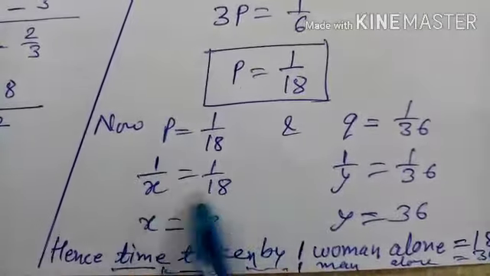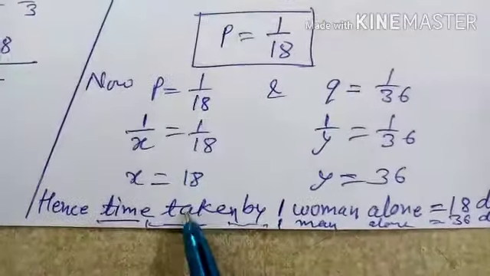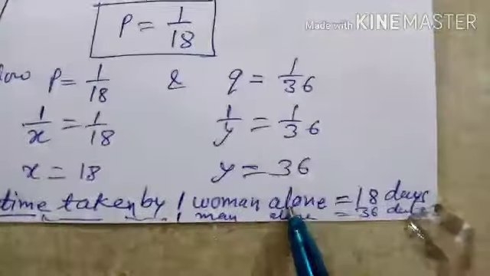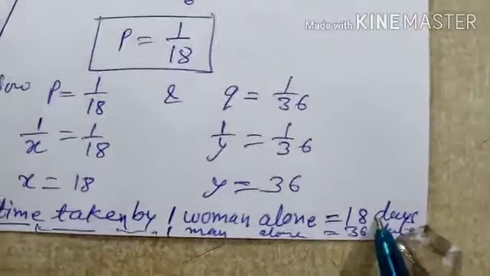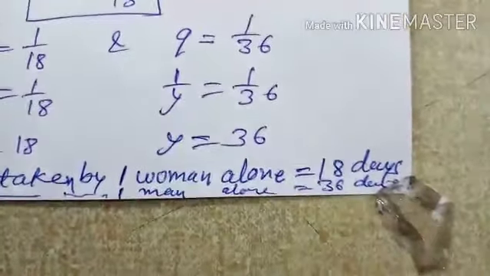So taking reciprocal, x is equal to 18 and y is equal to 36. X is equal to 18 means the time taken by one woman alone is 18 days, and the time taken by one man alone is 36 days.